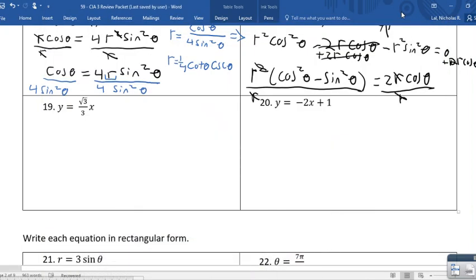All right. Problem 19. We have y is equal to the square root of 3 over 3x.